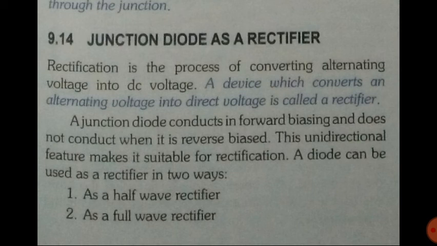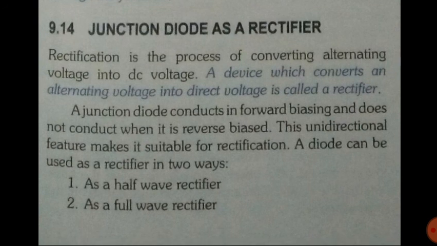Rectification is the process of converting alternating voltage into DC voltage. That process is called rectification. The device which does this process, that means converts alternating voltage into direct voltage, is called a rectifier. So a rectifier is a device which converts alternating current to direct current, alternating voltage to direct voltage. How we use a junction diode as a rectifier, we will discuss tomorrow.